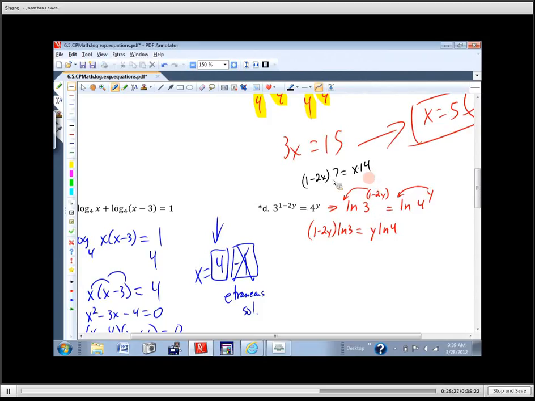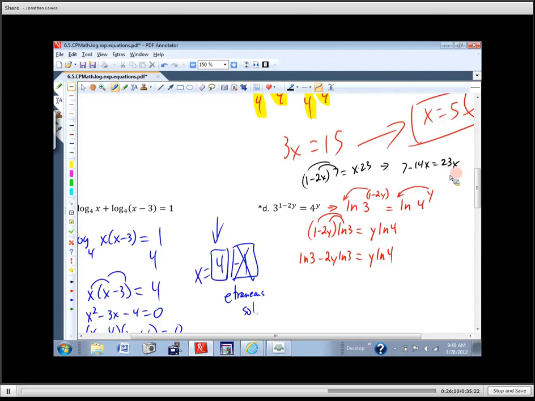So if I were going to solve this problem right here, what would you do first? Distribute. Okay? And that's what we're going to do here. So this is going to give me 1 times the ln of 3, so that's going to be ln 3. This is going to be minus 2y times the ln of 3. And over here I have y times the ln of 4. That would be the equivalent of getting this problem to this stage. 7 minus 14. Oops, I picked a bad number here. I'm going to change this to 15, okay? Now I'm going to change it to 23, okay? And this is going to be 23x. That would be the equivalent.